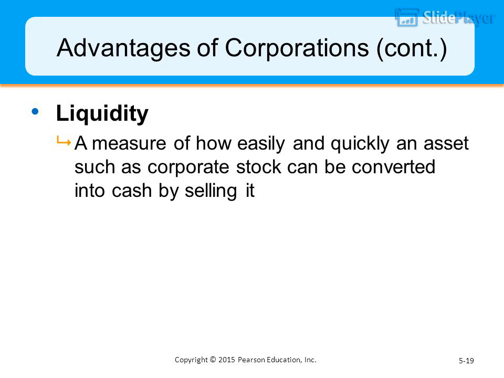Advantages of corporations, continued. Liquidity. A measure of how easily and quickly an asset such as corporate stock can be converted into cash by selling it. The stock of publicly traded companies has a high degree of liquidity, which means that investors can easily and quickly convert their stock into cash by selling it on the open market. In contrast, liquidating, selling, the assets of a sole proprietorship or a partnership can be slow and difficult.